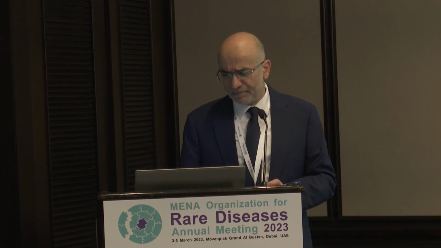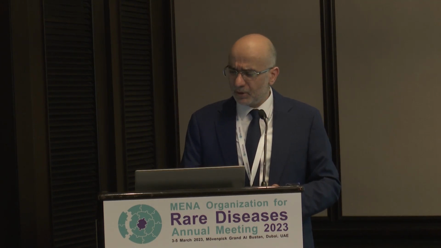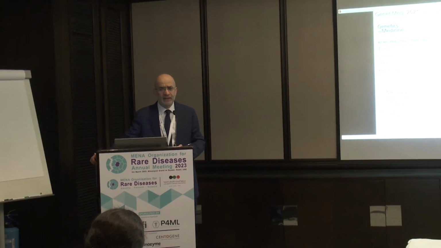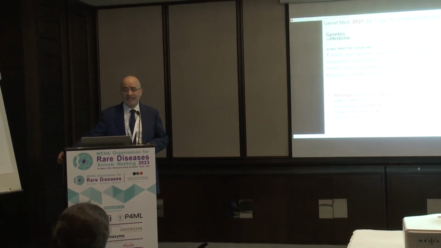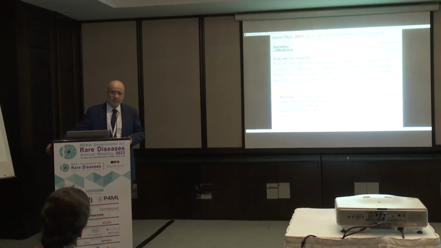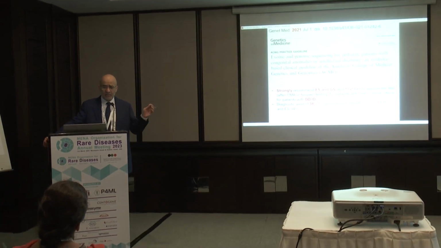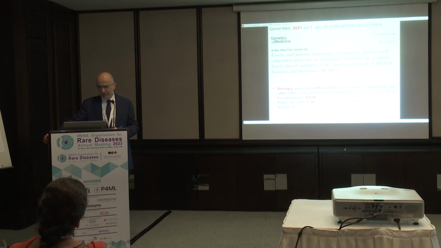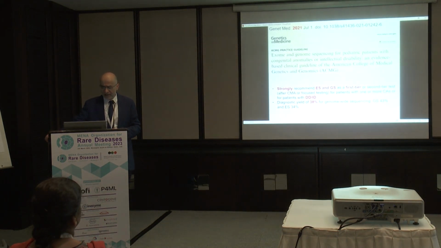This is, I think, the latest recommendation from the American College of Medical Genetics. It's now 1.5 years old, where they looked at the utility of whole exome and genome in developmental delay and intellectual disability. And clearly they said, please start with this test. Strongly recommend to do exome and genome as the first tier, because the diagnostic yield is much higher than any other test by itself. And of course, the genome has higher yield than the exome.